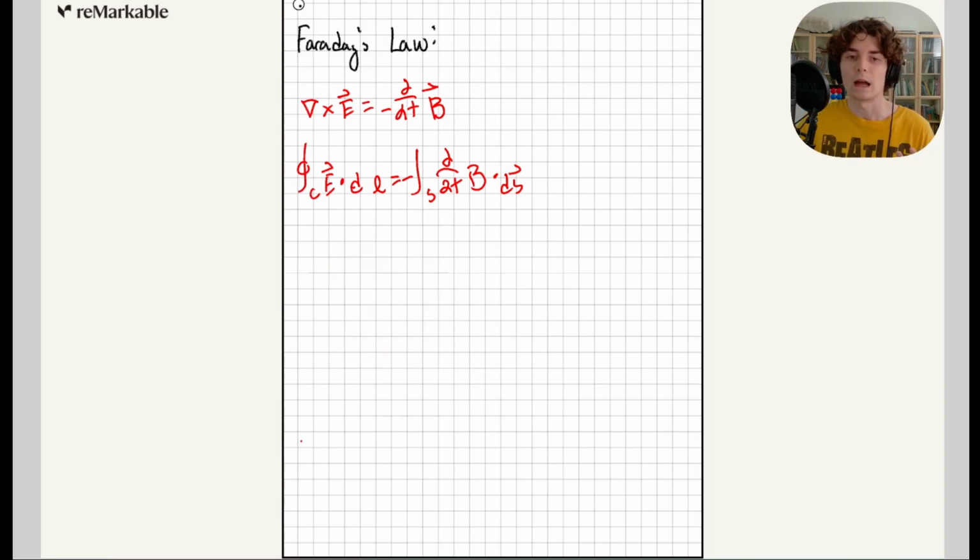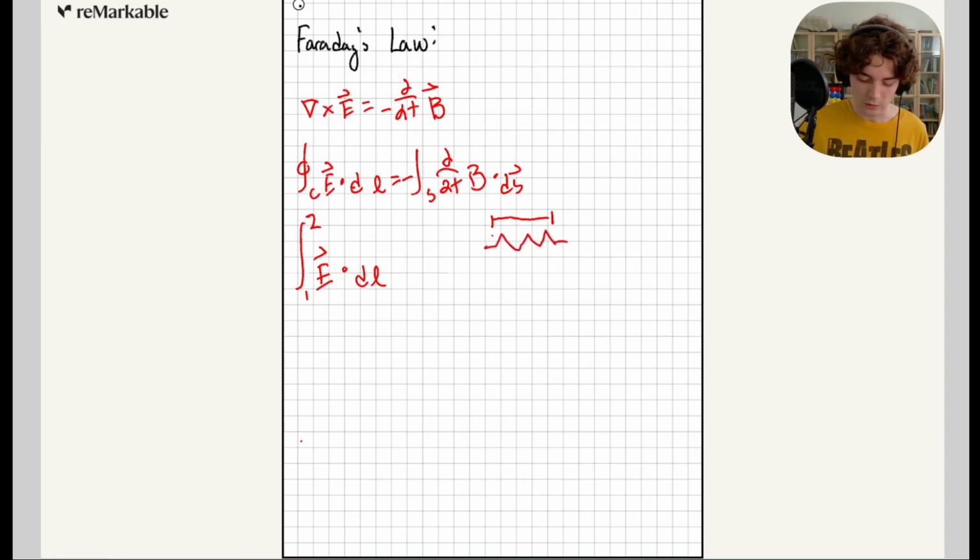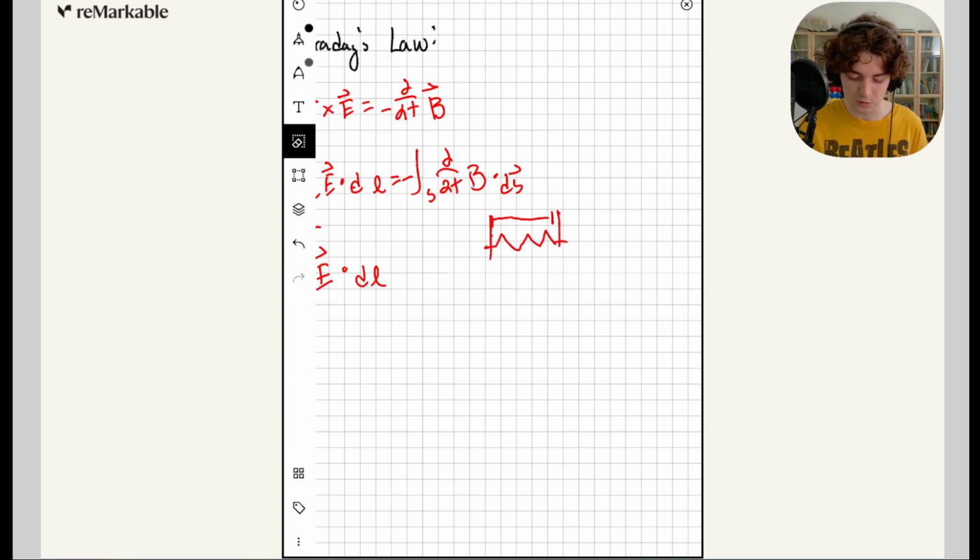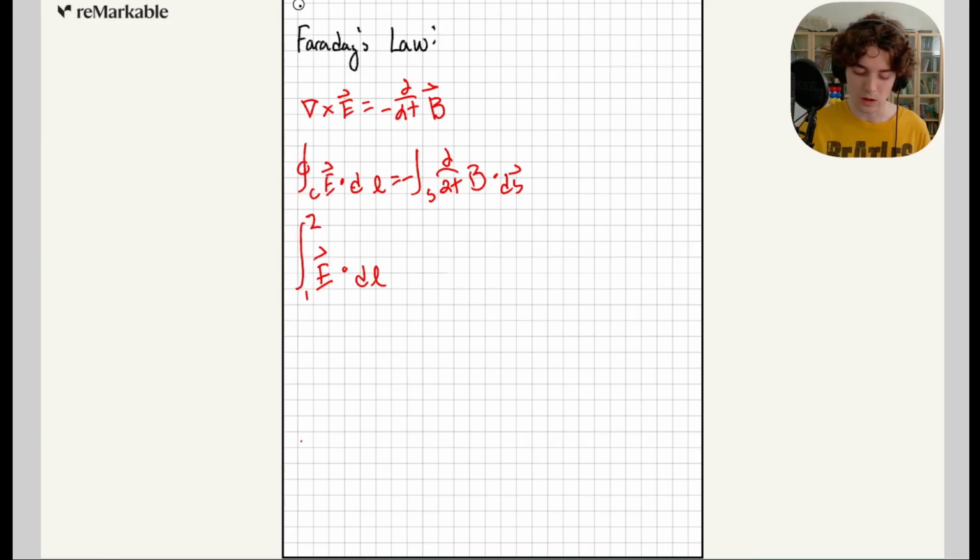Now, to understand why this might impact Kirchhoff's voltage law, we need to look at what Kirchhoff's voltage law actually says. Well, what is voltage fundamentally? Really, it's just the line integral between 2 points of the electric field. So when you're taking the voltage of a capacitor, you're taking the line integral between these 2 points of the electric field. And that gives you the voltage across the resistor.